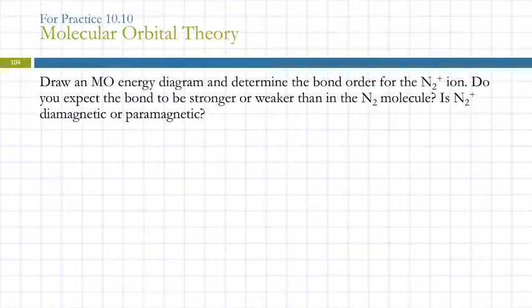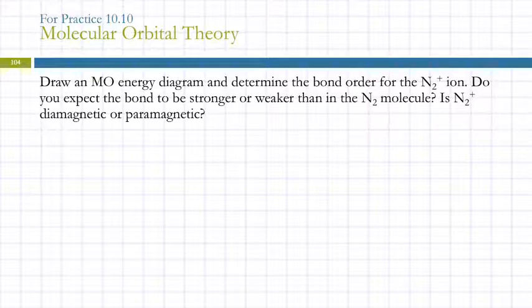Okay, so draw a molecular orbital energy diagram and determine the bond order for the N2 plus ion. Do you expect the bond to be stronger or weaker than in the nitrogen molecule? Is this diamagnetic or paramagnetic? Okay.